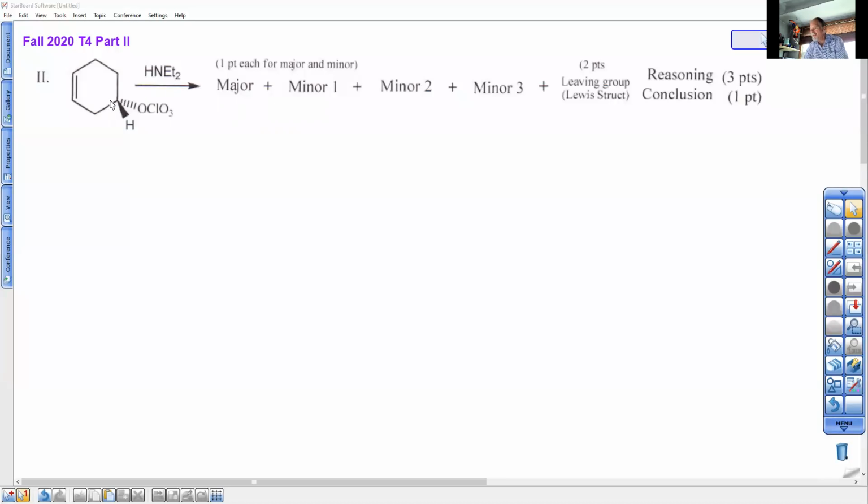We have a request to do Fall 2020 Test 4, Part 2, and I'll show you where we're at here. This is the question. We have a carbon that has a leaving group. It might not be obvious that's a leaving group, but that's the conjugate base of perchloric acid. The conjugate base of any of the strong acids is an excellent leaving group. And seeing as we're supposed to draw the Lewis structure of this leaving group, why don't we start right there?